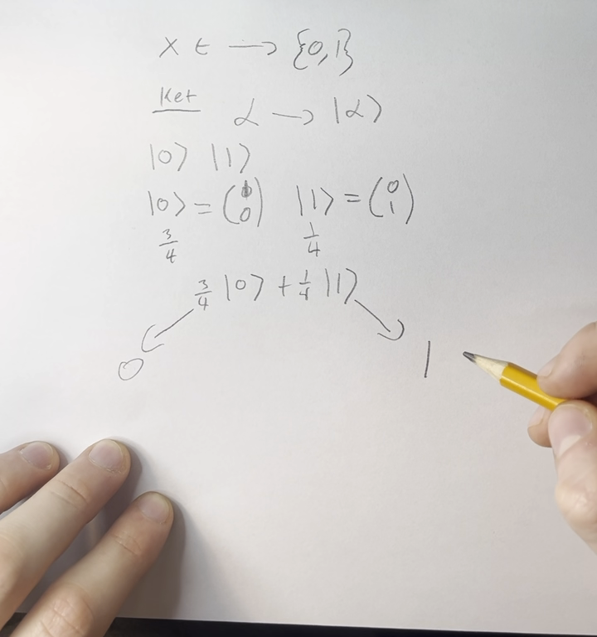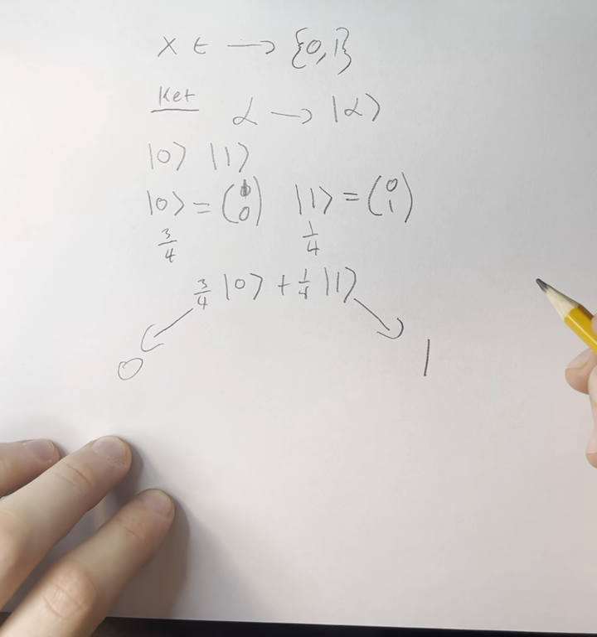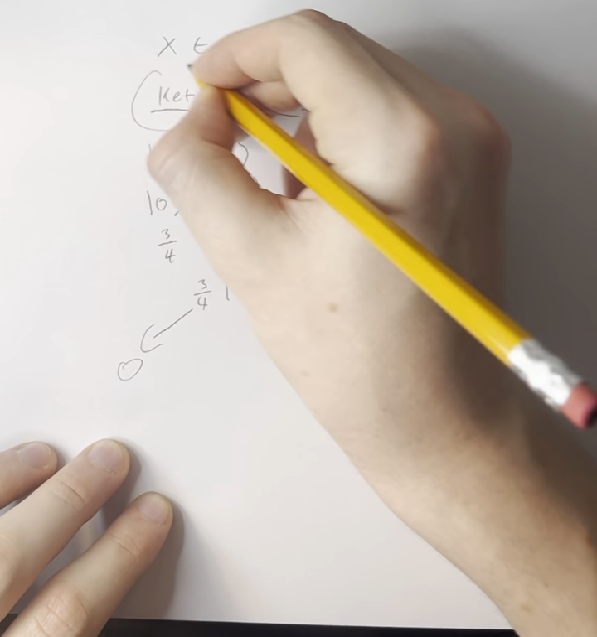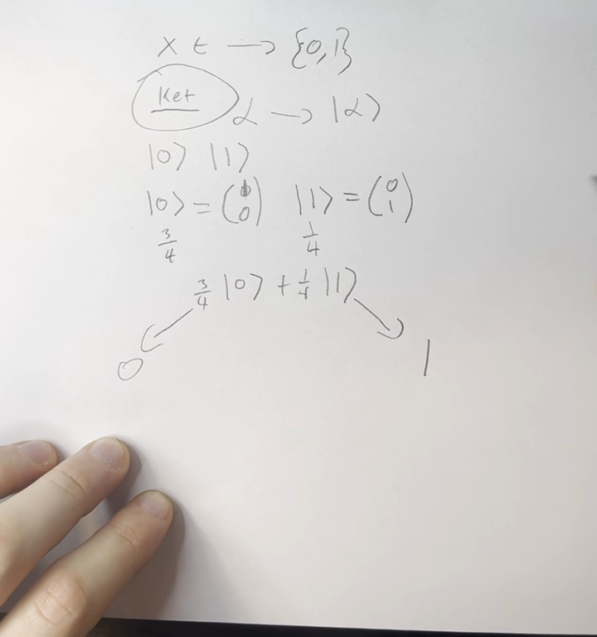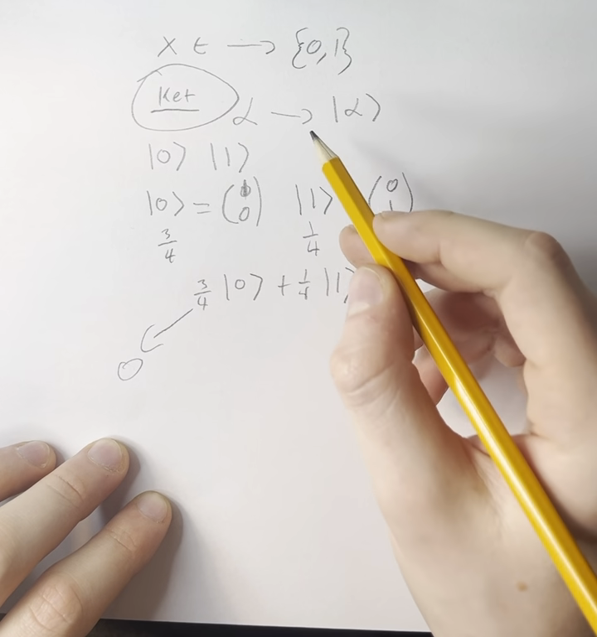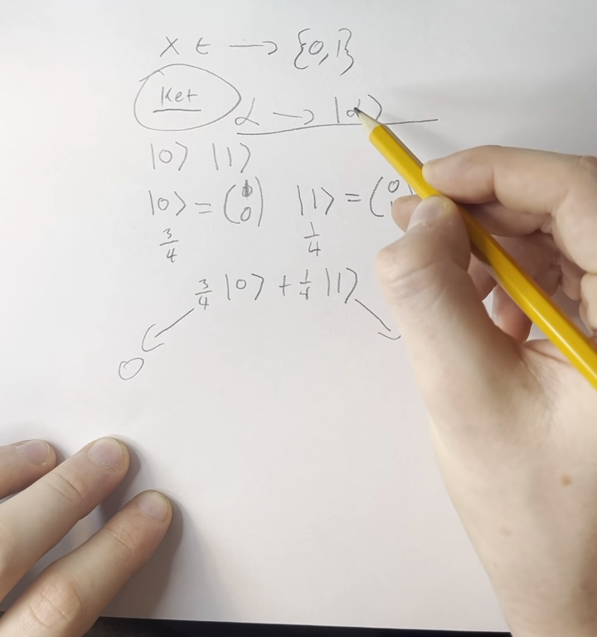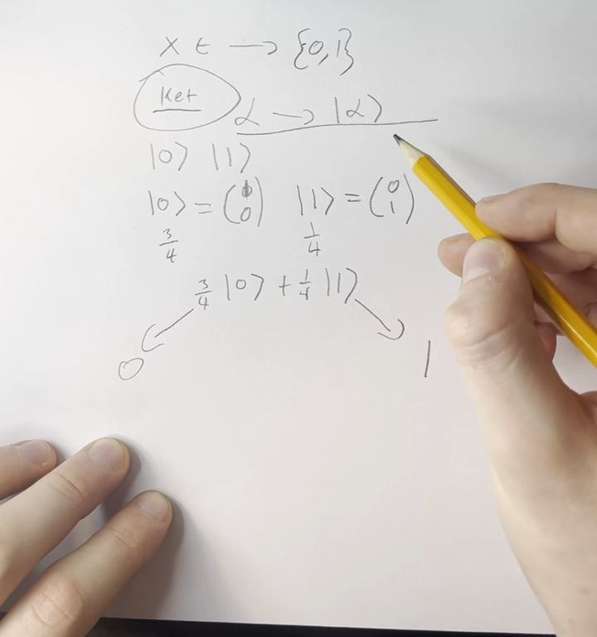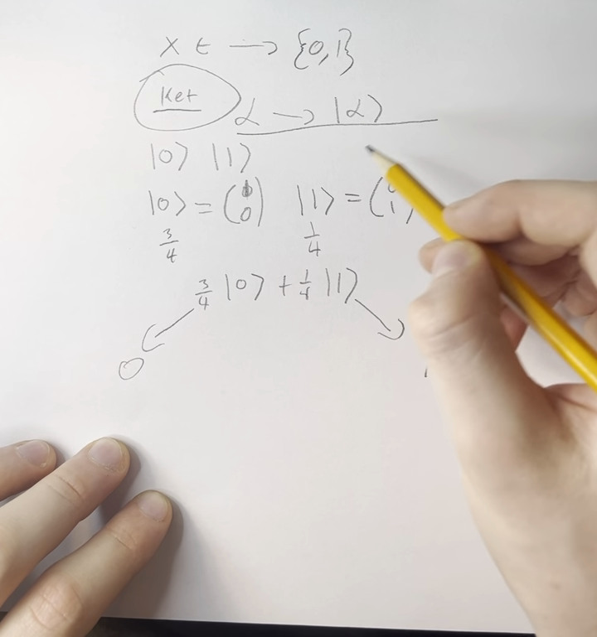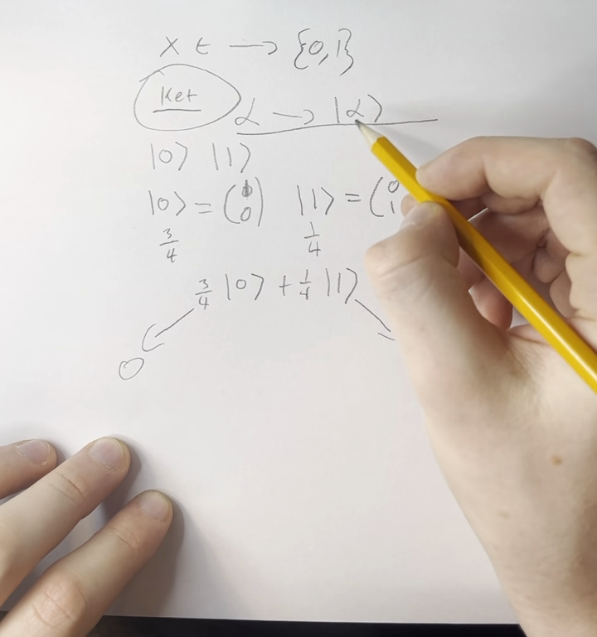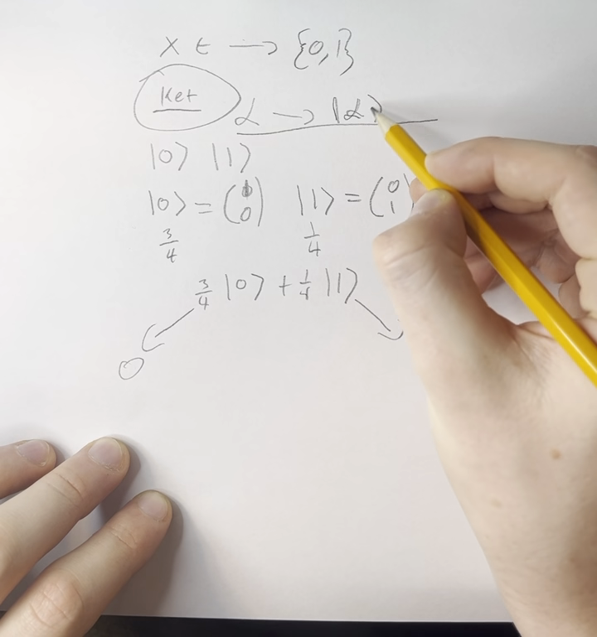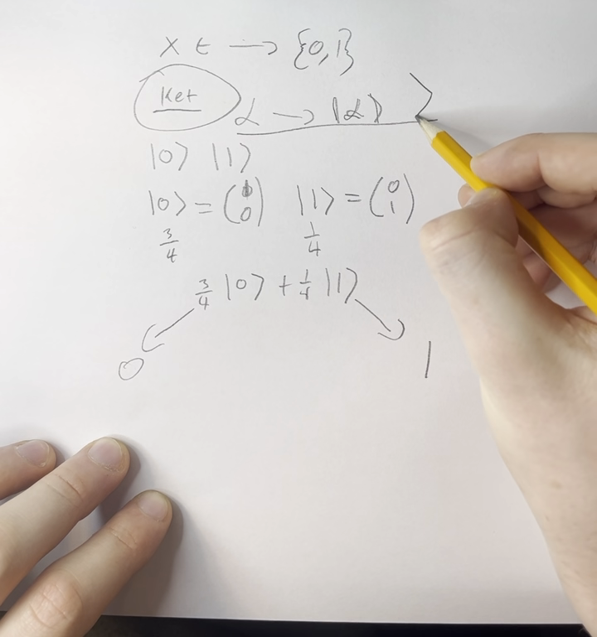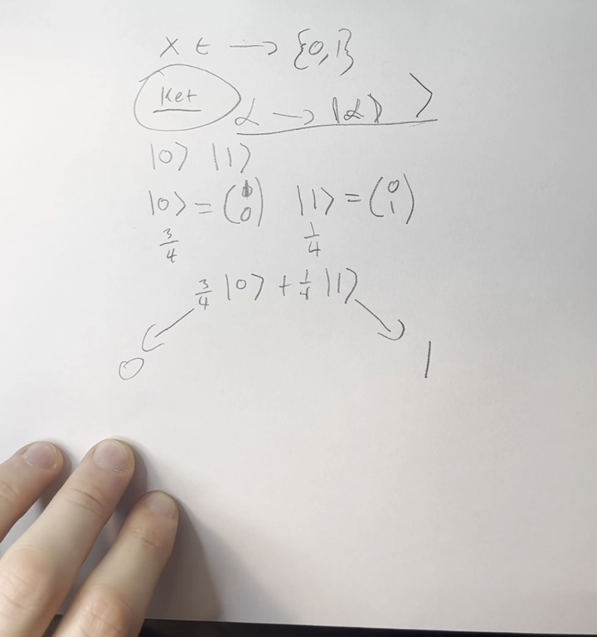But basically the idea of this video is ket notation. So right here, the idea that any state can be represented as alpha, where alpha is the state, and the system of the state is ket. So this bar, alpha, and this line here. Yeah, cool. That was the first video.